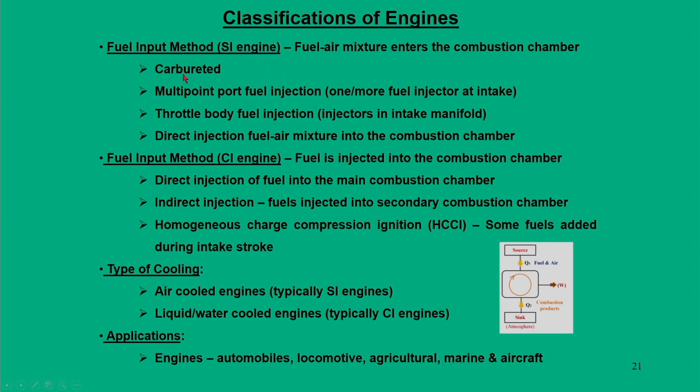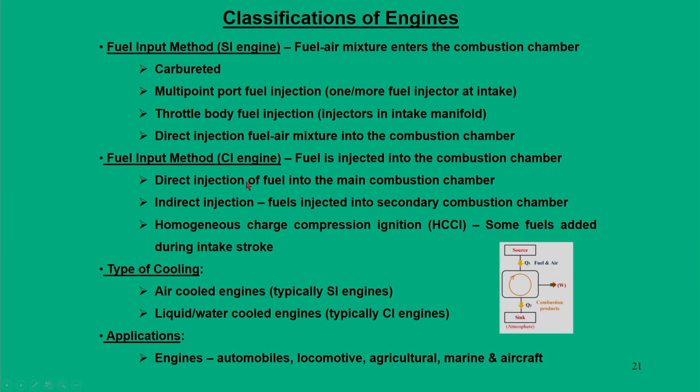So, we say it is a carbureted engine, and these air-fuel mixtures can go in a multi-point port fuel injection mode. That means there are one or more fuel injectors at the intake, or we can take the entire slug as a single entity, which we call throttle body fuel injection. In that case we have to use the injector in the intake manifold. The other, most efficient option is direct injection, directly into the combustion chamber. This is how we can inject the fuel in SI engines.